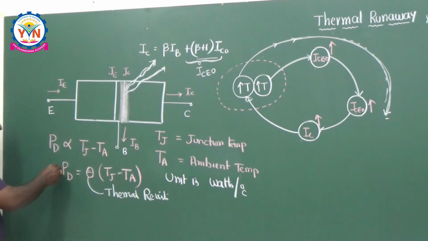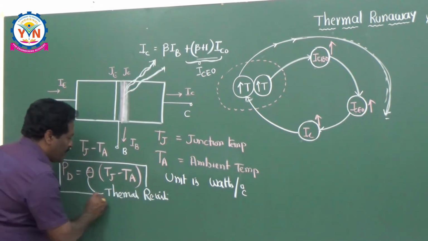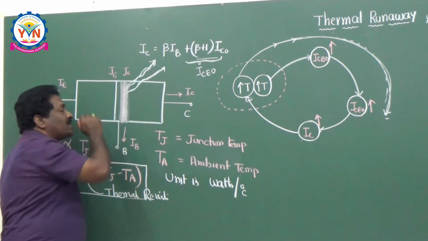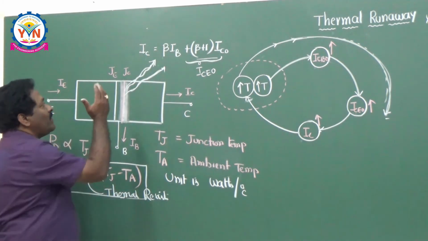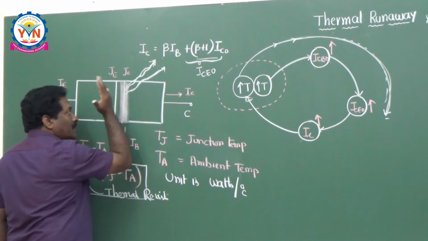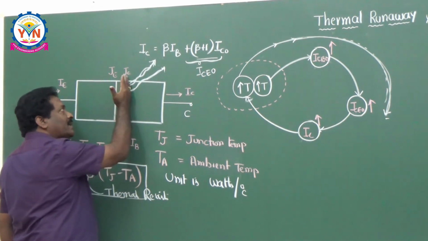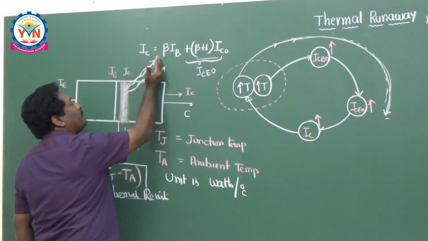So PD is equal to theta into something like Tc minus Ta. This is the basic equation. Now, in order to protect the transistor from damage, whatever power is generated at the collector junction, the rate of power generated at the collector junction should be less than the dissipated power.